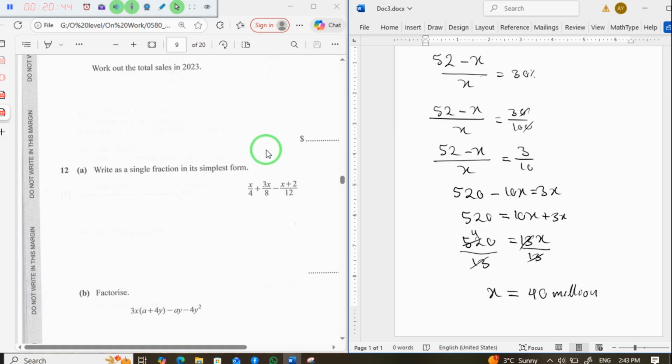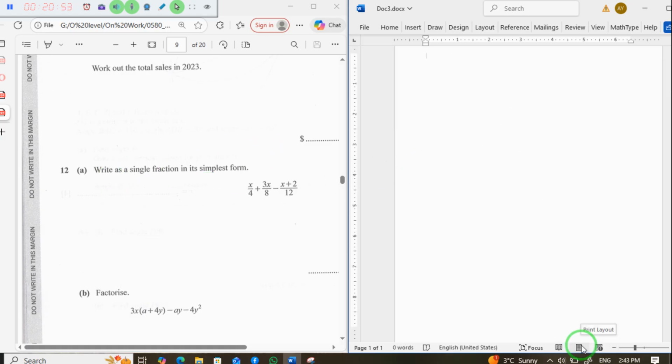Now we start question number 12. Question number 12 is very easy. We have x over 4 plus 3x over 8 minus (x plus 2) over 12. We should simplify it and write a single fraction in its simplest form. We take the common denominator between 4, 8 and 12: 24. 24 is the common denominator between all of the fractions.